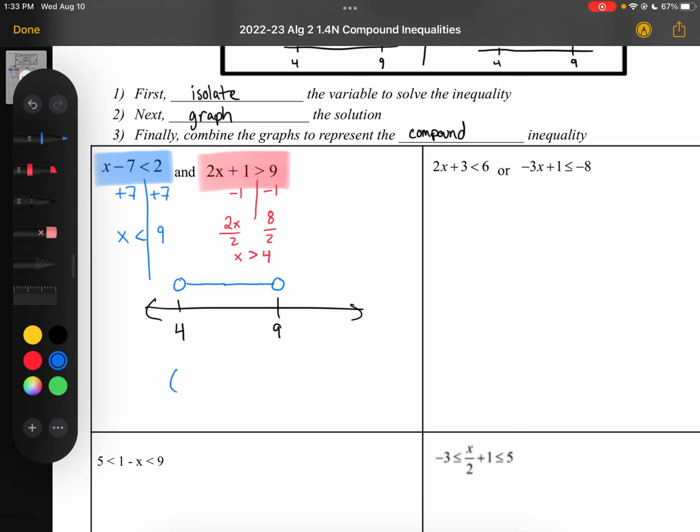Interval notation, open circles mean we're going to be using parentheses. The number is 4 to start, and the number is 9 to end. So that's going to be our answer. X is on the interval from 4 to 9.